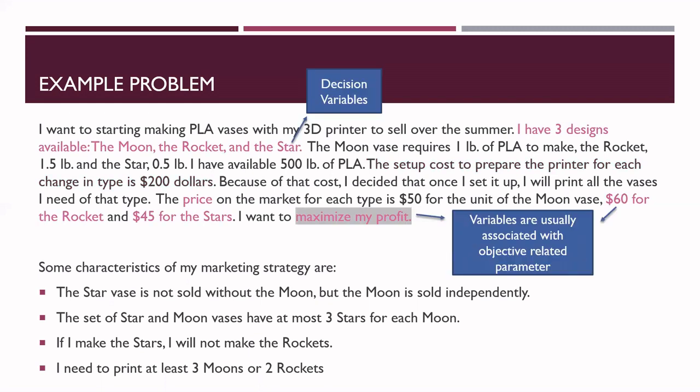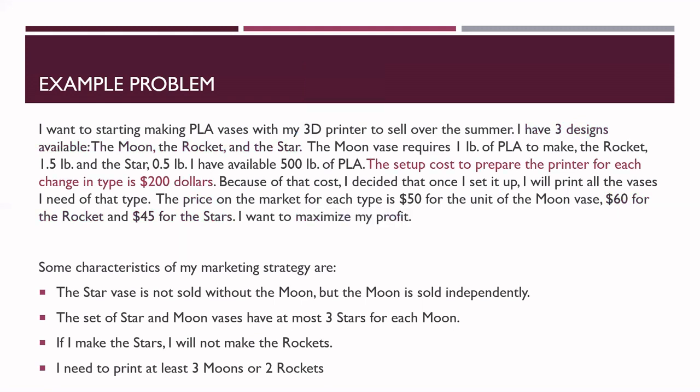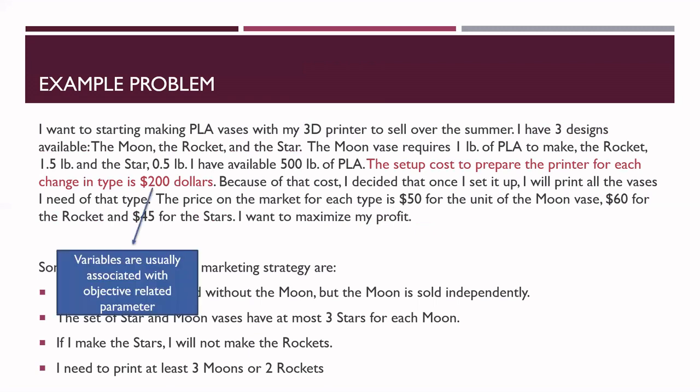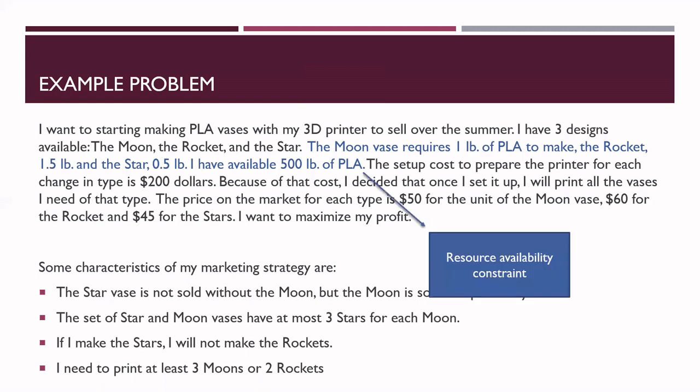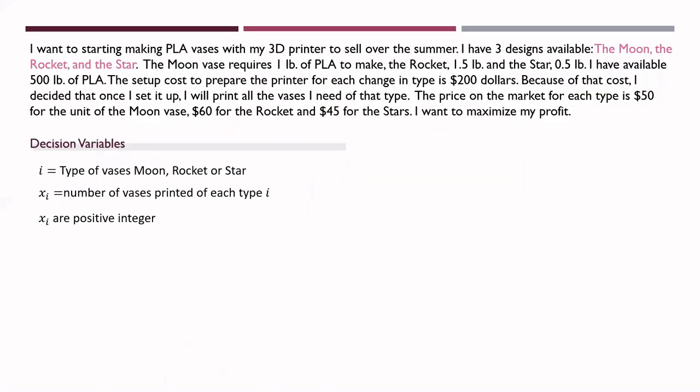So the types, the moon, the rocket, and the star, are going to be the decision variables, but we have another variable also that is related to the setup cost that is necessary to prepare the printer. So this cost will have to go into the objective function, so we will need some variable to associate with it. The last thing for us to consider in this paragraph is the resource availability constraint. So first, the decision variables.